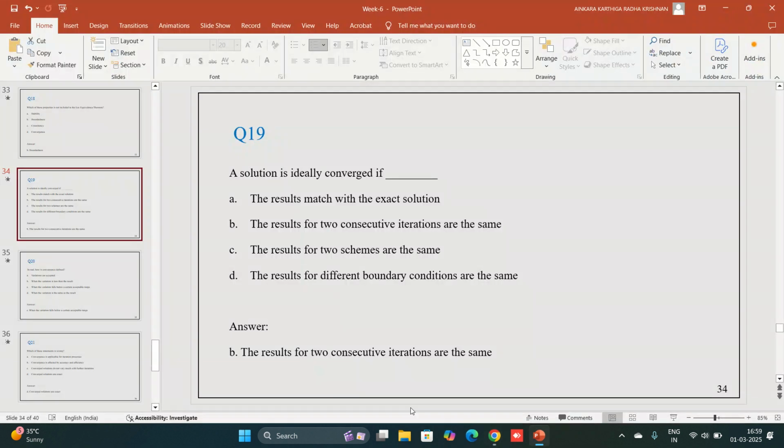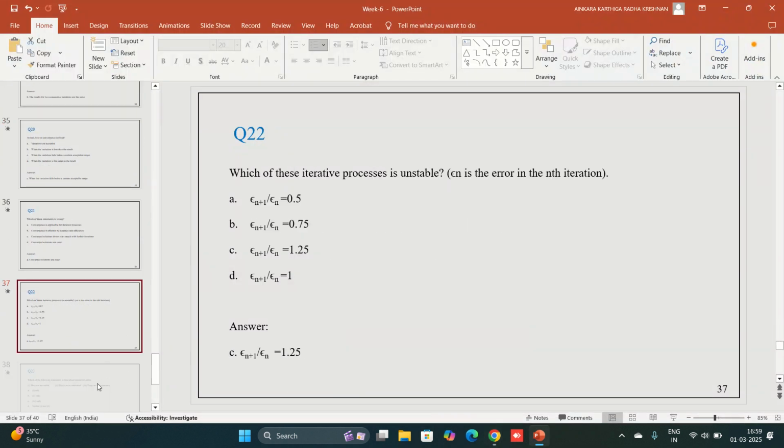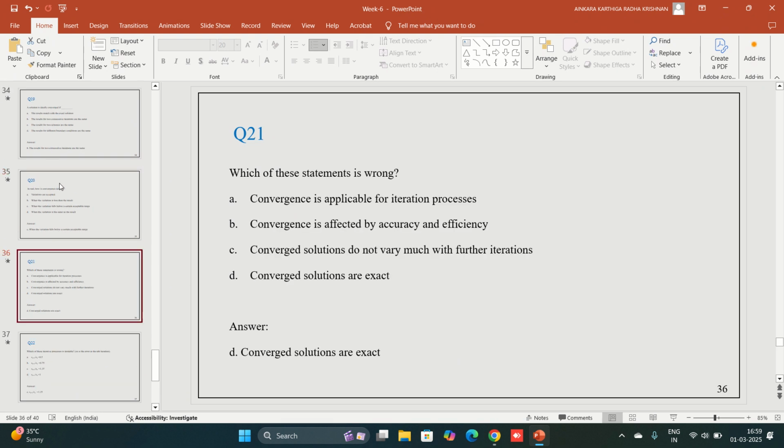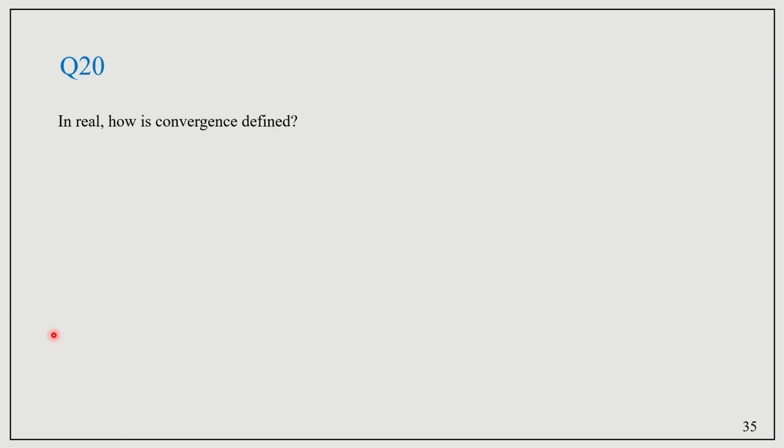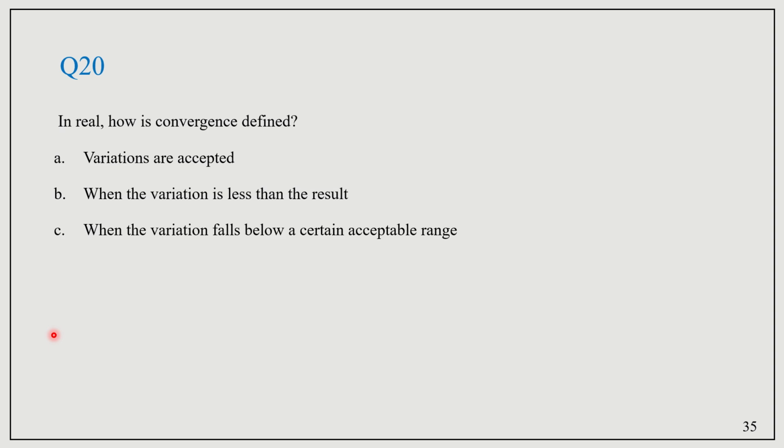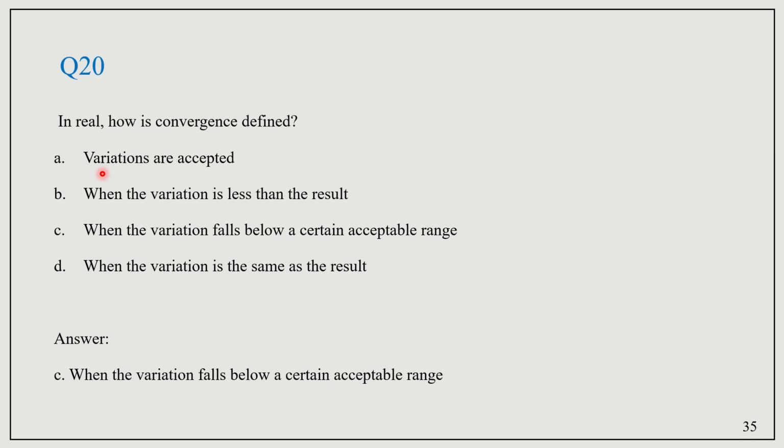Okay. Now we will go to question 20. As we have seen, it is about how convergence is defined in reality. It is about the variation being less than a certain acceptable range. So when the variation falls below a certain acceptable range, we say it is converged. So option C is the right answer.